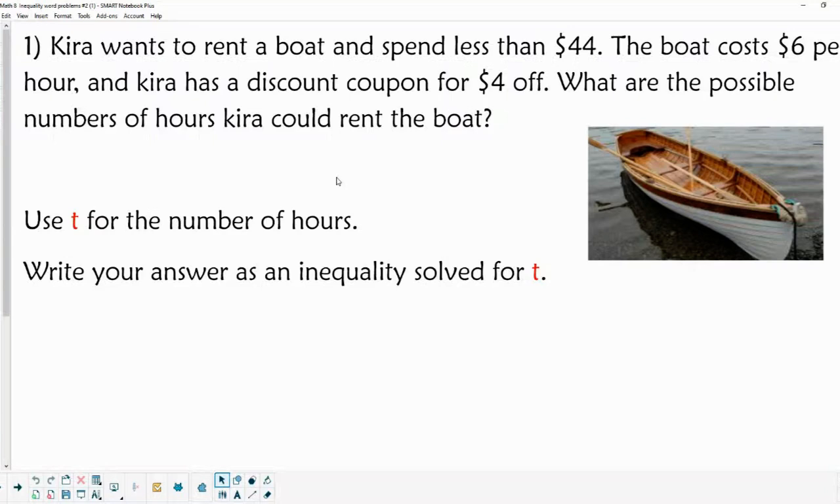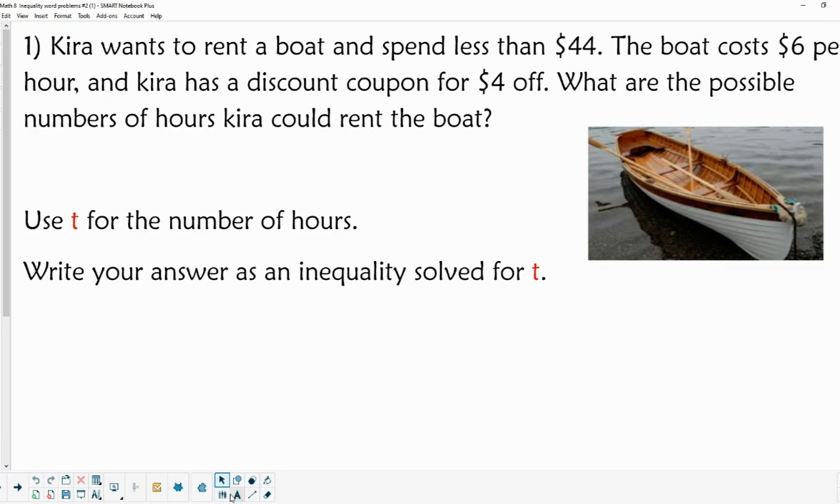Solving inequality word problems. We need to get a little bit of practice with this, so here are some more problems, and let's get right into it. Kira wants to rent a boat and spend less than $44. The boat costs $6 per hour, and Kira has a discount coupon of $4 off. What are the possible numbers of hours Kira could rent the boat? Use t for the number of hours.